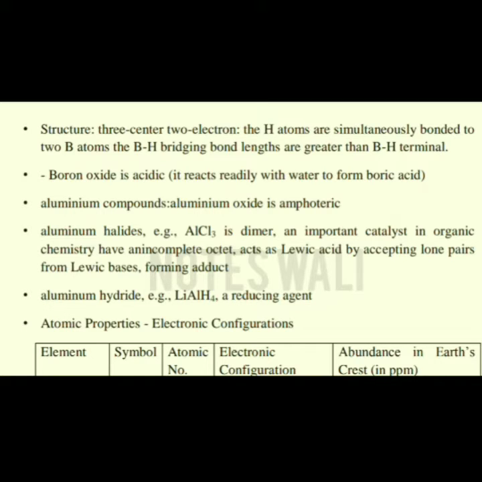Next, there is aluminium. Aluminium compounds are mostly covalent and the oxide of aluminium is amphoteric in nature. The aluminium halides are also electron deficient and they act as Lewis acids by accepting lone pairs from Lewis bases.